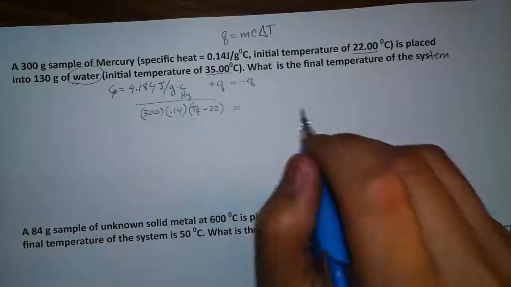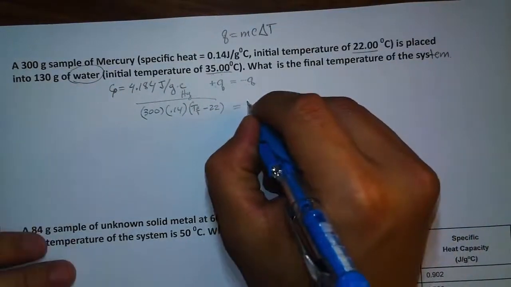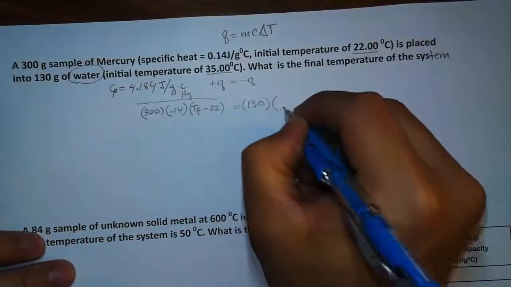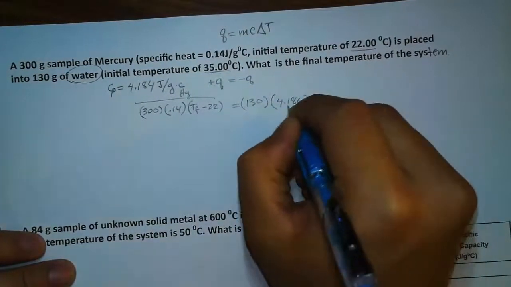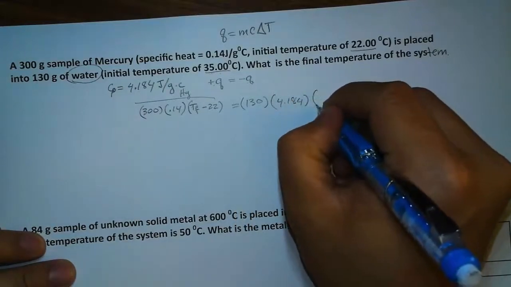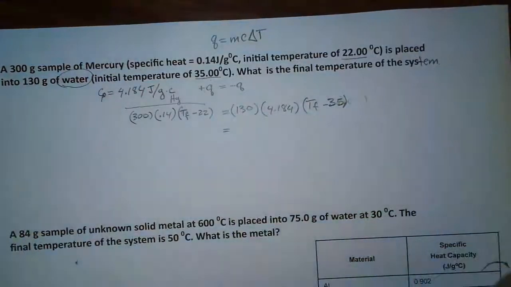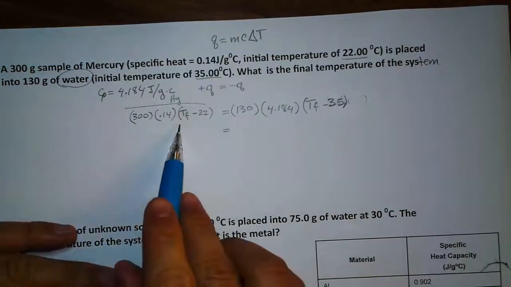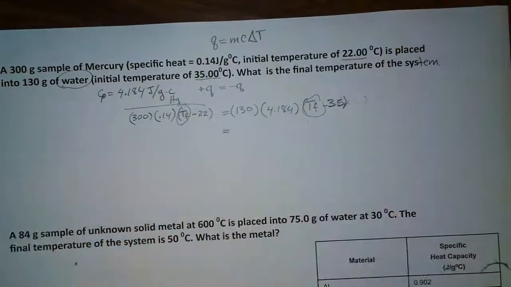Now the other system that this mercury is going to be put in is water. And we know the mass for water is 130 grams, okay? And do we know the specific heat for water? Yes, 4.184. And that's going to be tricky if it's not given to you. And for your delta T, we don't know T final, but we know T initial. And if we look at this, notice how Tf is the only variable that's left in this equation. So all we have to do is simplify this equation to solve for Tf, which is a basic variable like x and y.